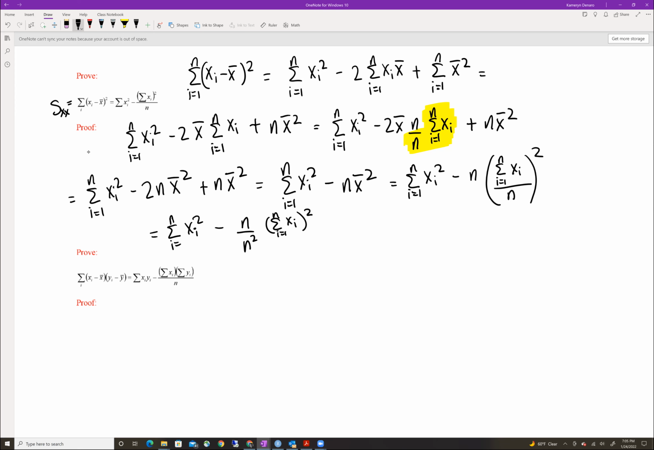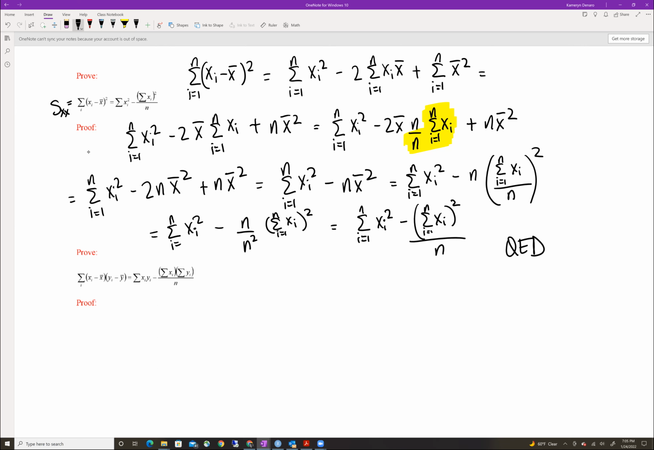All right, and now we are there. That results in the summation i equals 1 to n of xi squared minus the summation of xi, quantity squared, over n. And we have finished our proof, right? QED.